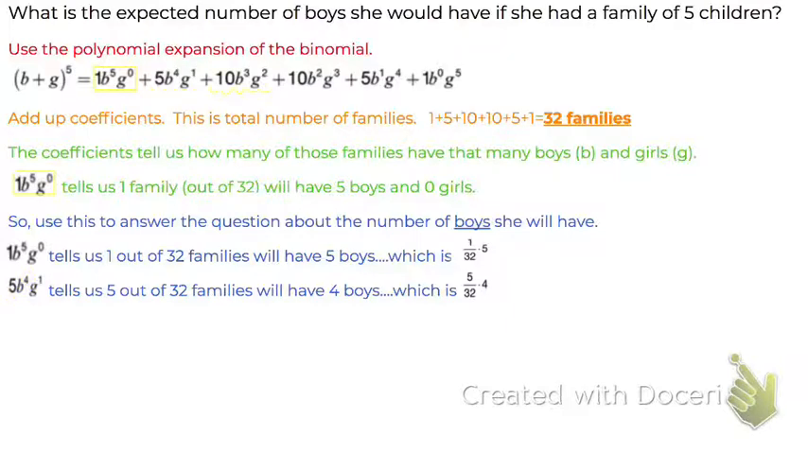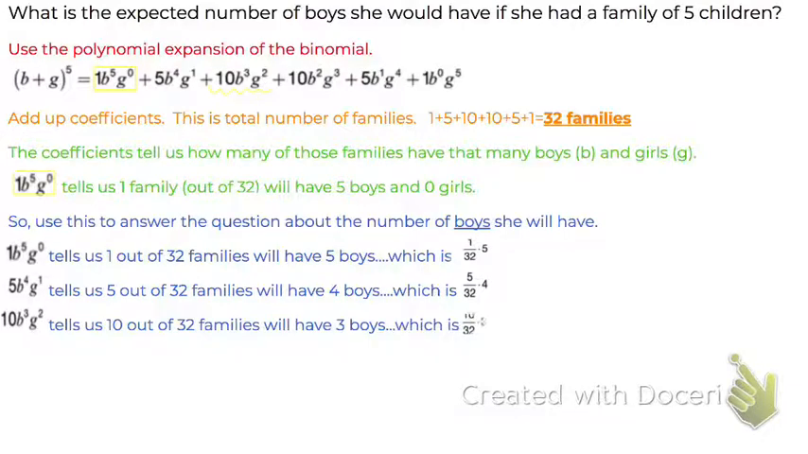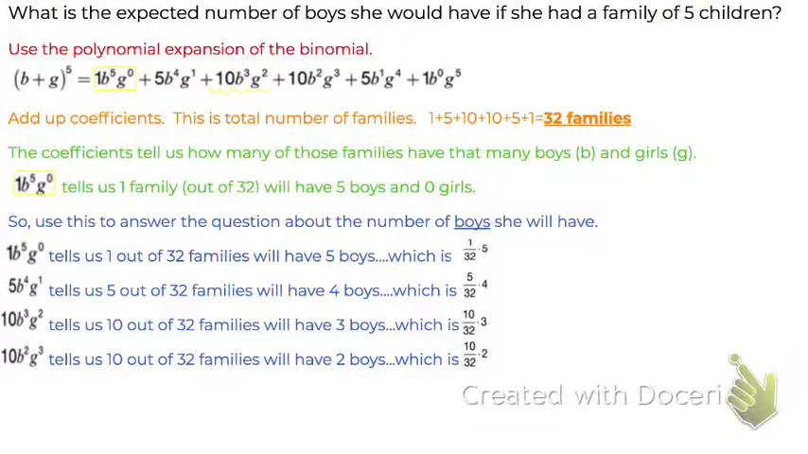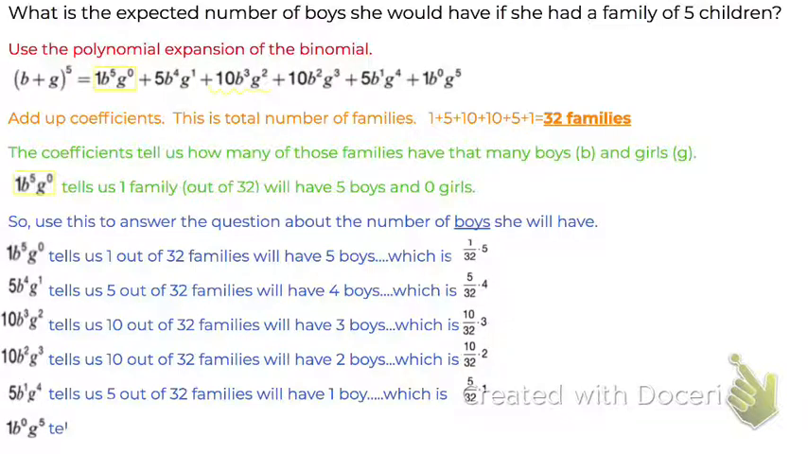Now let's look at the next term. What is this third one telling us? This is telling us that 10 out of the 32 families will have 3 boys. So 10 out of 32, we're going to multiply that by 3. And then so on. We just look at the next term. 10 out of 32 are going to have 2 boys. 5 out of the 32 are going to have 1 boy. And 1 out of the 32 is going to have 0 boys, all girls.